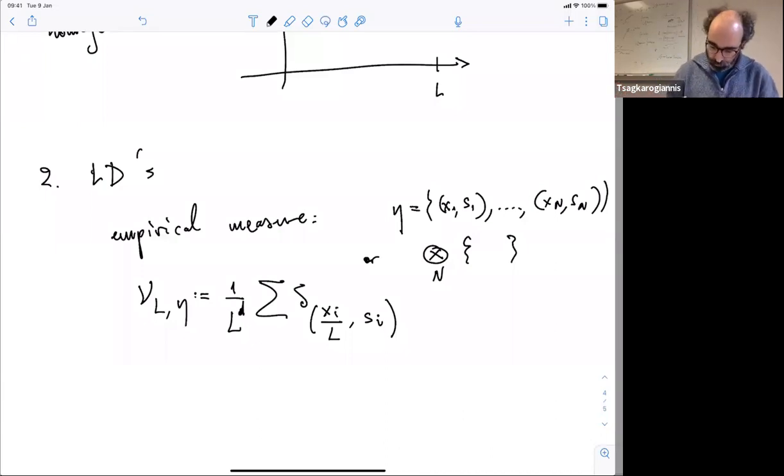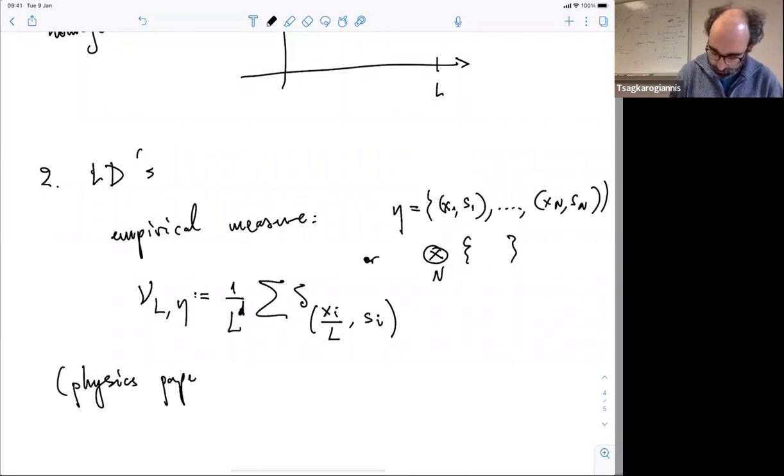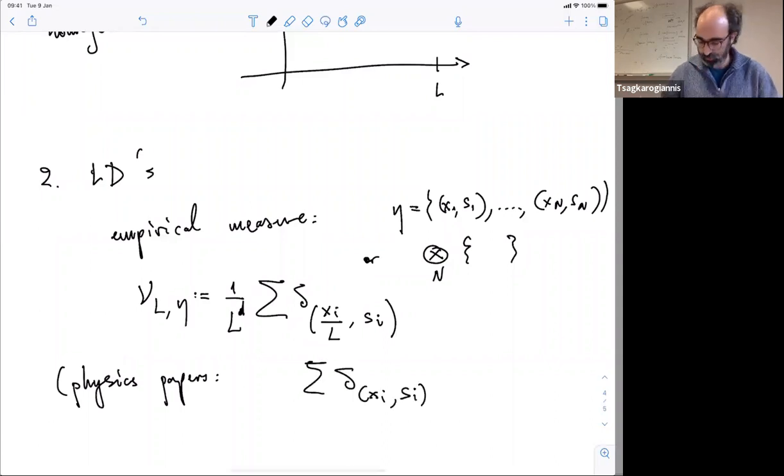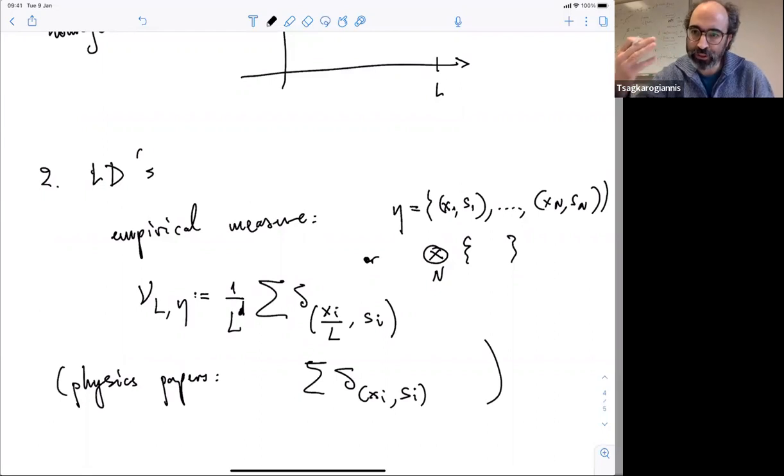Okay. So what I said before about the physics papers, they use this empirical measure without the scale. Okay. And I will tell you why I cannot do that. And somehow one of our interests with my collaborators was somehow to bridge these two approaches and try to see what is rigorous, what is important, and try to see what one can do mathematically.